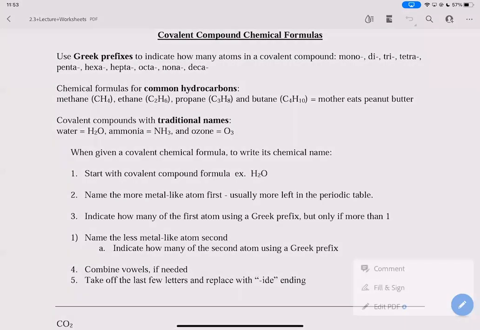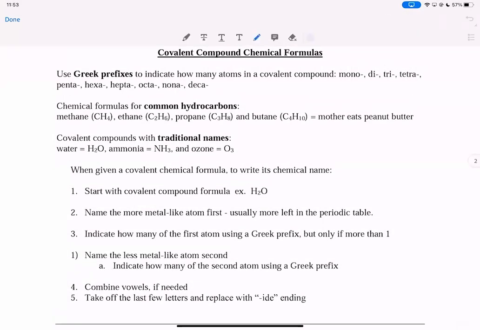So we are using Greek prefixes. Those are Greek prefixes in the name, and those just directly translate to the subscripts: mono is 1, di is 2, tri is 3, tetra is 4, penta is 5, hexa is 6, hepta is 7, octa is 8, nona is 9, and deca is 10. So those Greek prefixes in the name directly translate to subscripts in the chemical formula.